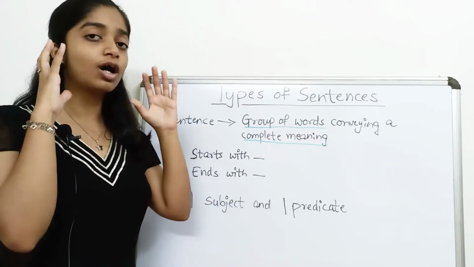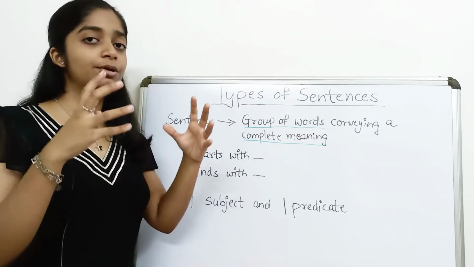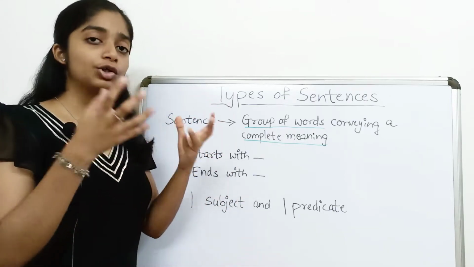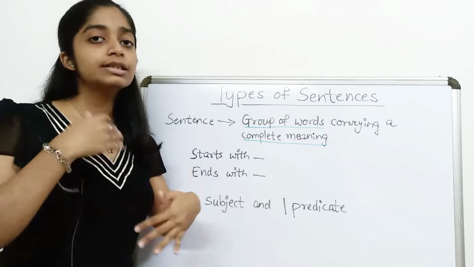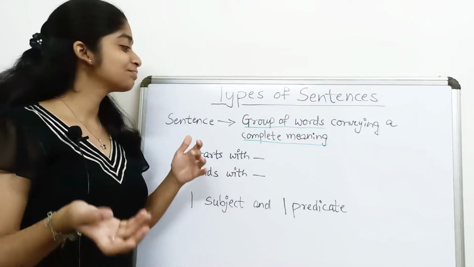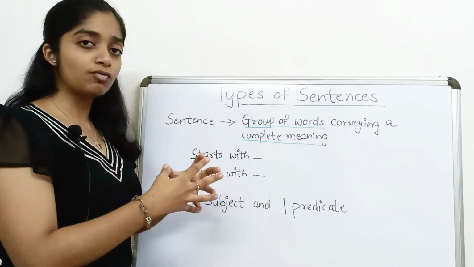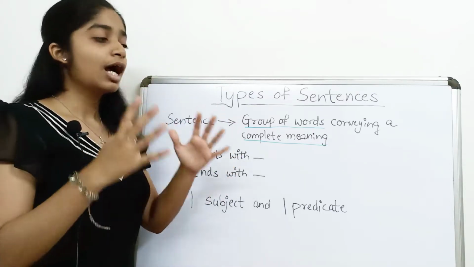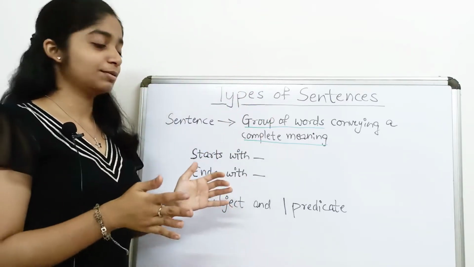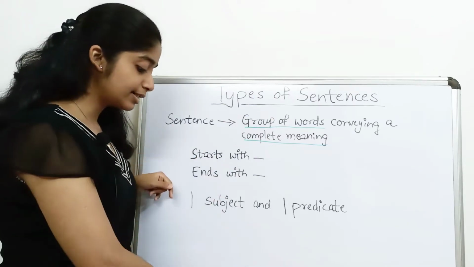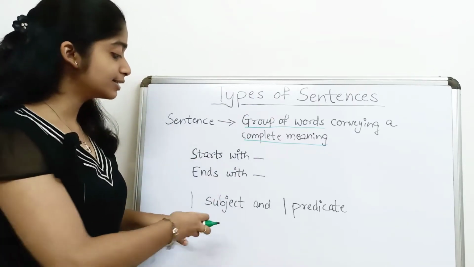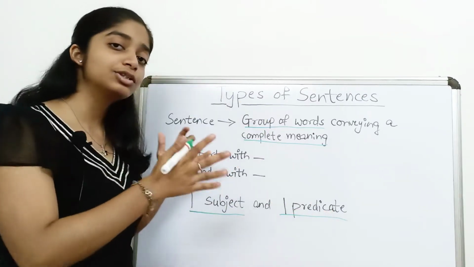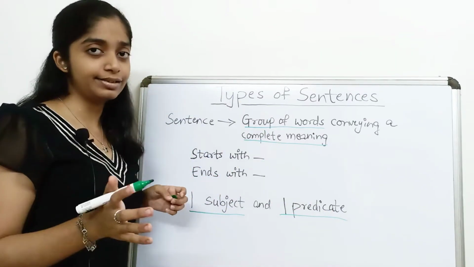It gives you a complete sense of that particular thing, of that particular object or topic, whichever the speaker is speaking about. So it is a group of words, not one single word, but a group of words having a complete meaning. Next, a sentence always has one subject and one predicate. This has to be there in a sentence.